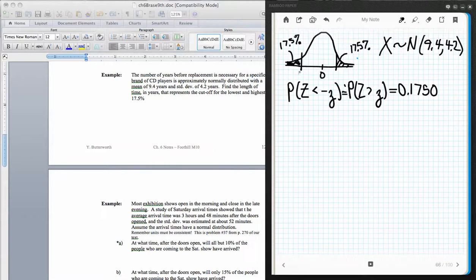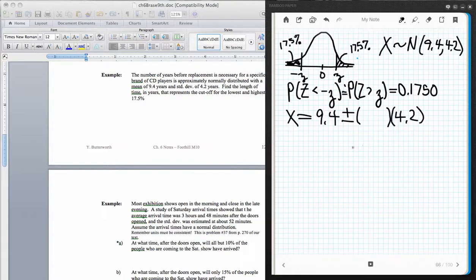I've set it up here to show what we're looking for. We're looking for the cutoff periods, a negative z on the left and a positive z on the right, that put 17.5% in each tail. Because there's 17.5% in each tail, this is symmetric, and so it's going to be the same z value, positive or negative. So when I go to find my x's this time, I'm going to be doing X equals 9.4, plus or minus, plus for the positive z and minus for the negative z, whatever that z value is, times 4.2.